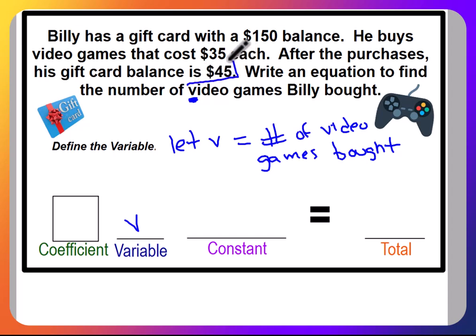This is your total. It's so tempting to put that $150 balance, but that's your beginning balance, isn't it? Okay, this is what he has. His balance after his purchases is $45. That's your total. So it's equals 45.